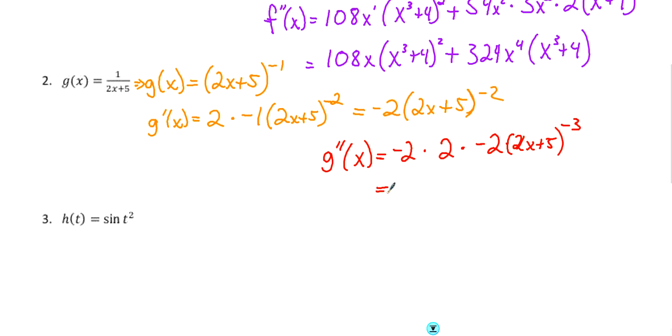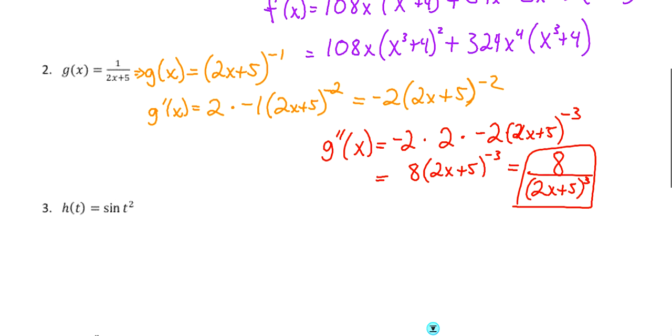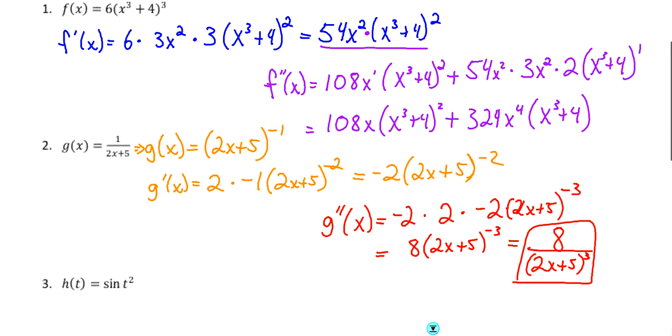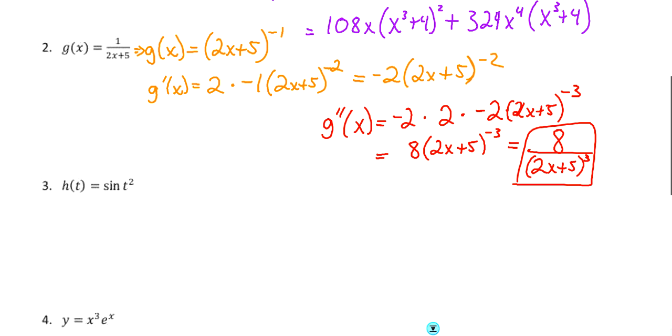Clean it up. Negative 2 times negative 2 is 8, and (2x plus 5) to the negative 3 power, or 8 over (2x plus 5) cubed. And that's the second derivative. Okay. So in the first one we had chain rule and then we had product rule. This one we just had chain rule and then chain rule.